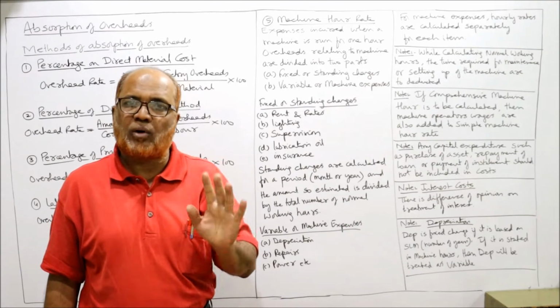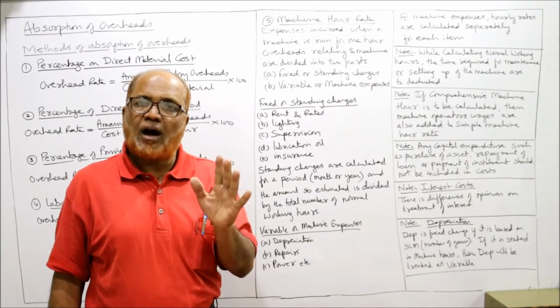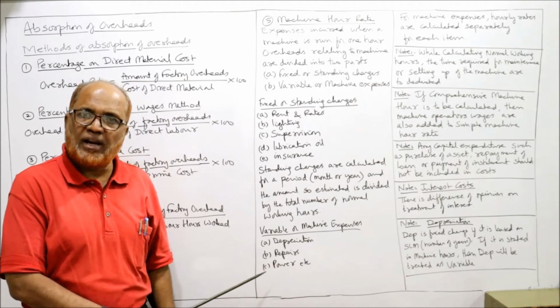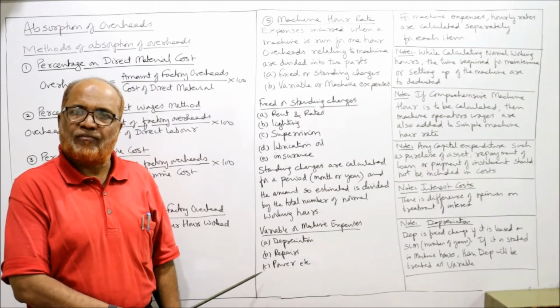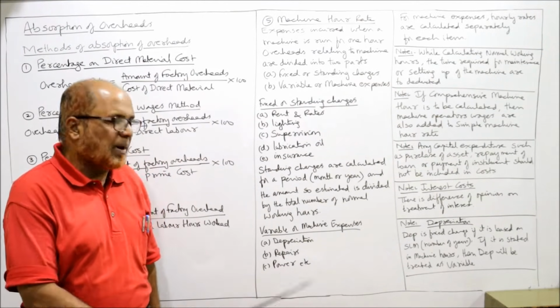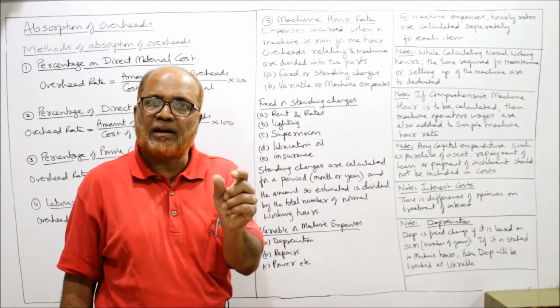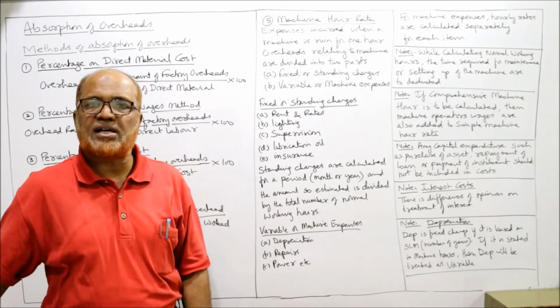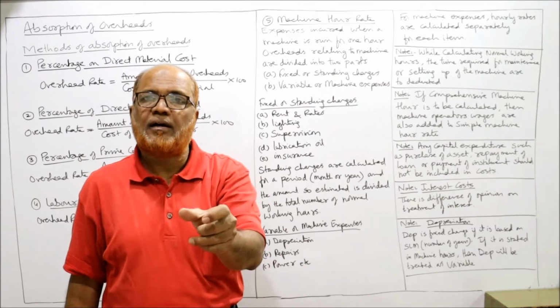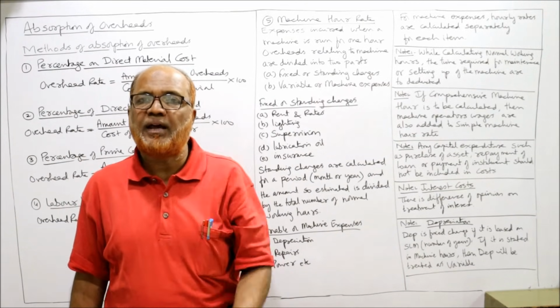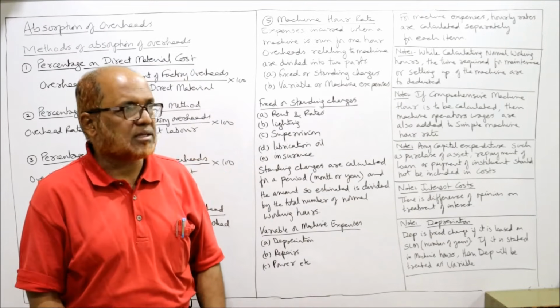Per hour कितना होगा? For 1 hour, how much is the depreciation? For 1 hour, how much is the repair? For 1 hour, how much is the power? So hourly we have to calculate for each item separately, whereas in case of standing charges we calculate for the period, and the period total will be divided by estimated number of hours.